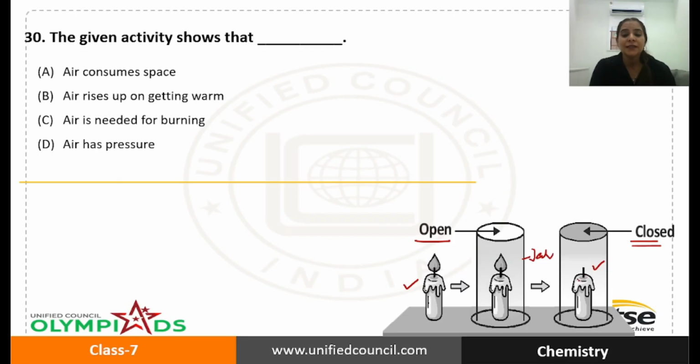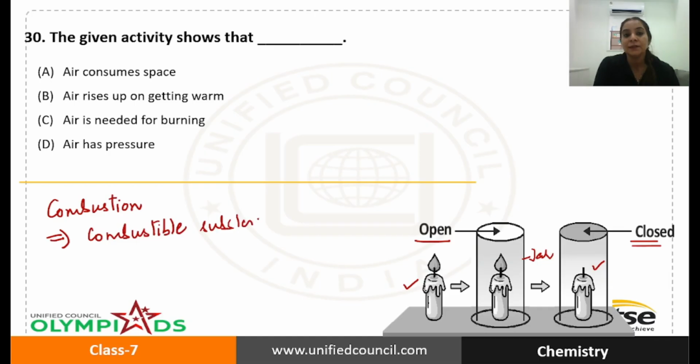Now here, whenever any substance is burning, it is combustion. And combustion means burning of any substance. For combustion to occur, we need three essential things. First, we need a combustible substance, that is a substance which catches fire. Because there are a few substances that don't catch fire, for example, glass and stone. So we need a combustible substance which can catch fire.